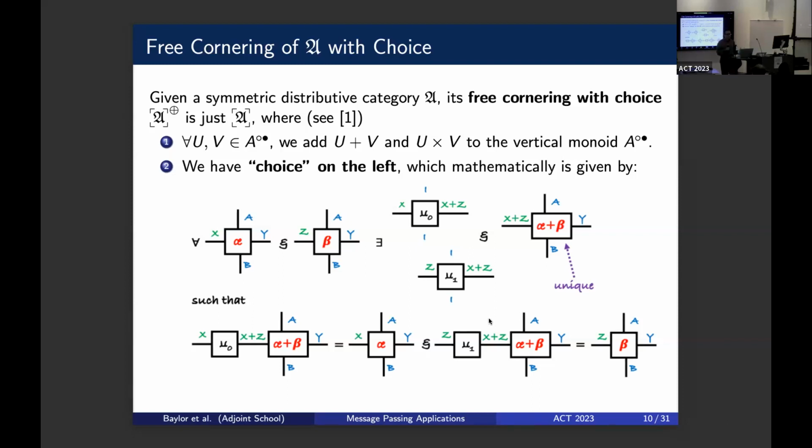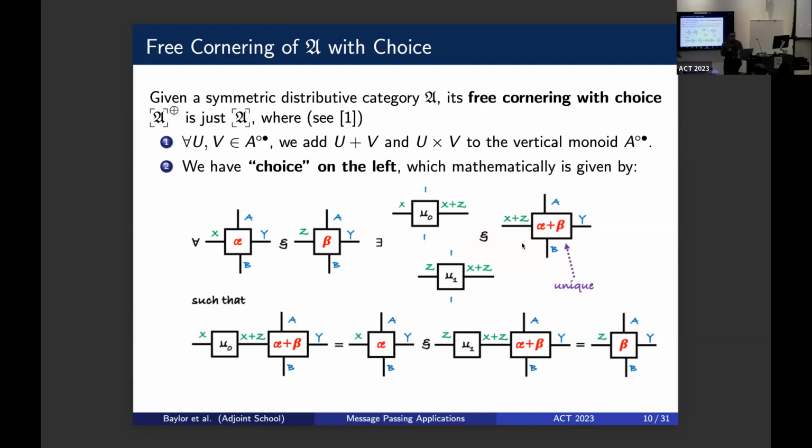First of all, for all pairs of A-valued exchanges U, V, we add these U plus V and U times V objects, and these will be the types we'll use for a choice. And then we have three properties that give us our choice. So we start with first choice on the left, which is mathematically given by this diagram. For all cells alpha and beta that only differ by the left boundary, so you have X here and Z here, there exist these injection-like cells, which are represented by these upside down pies.